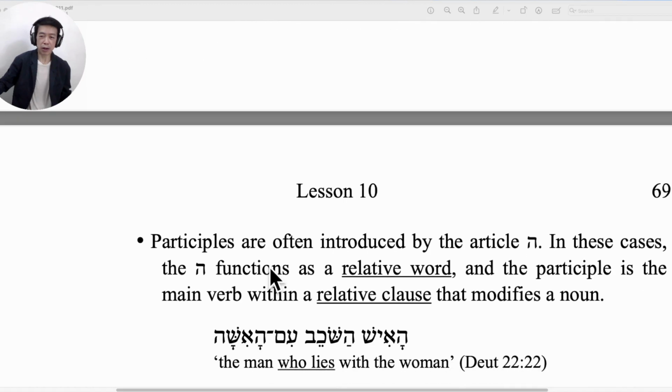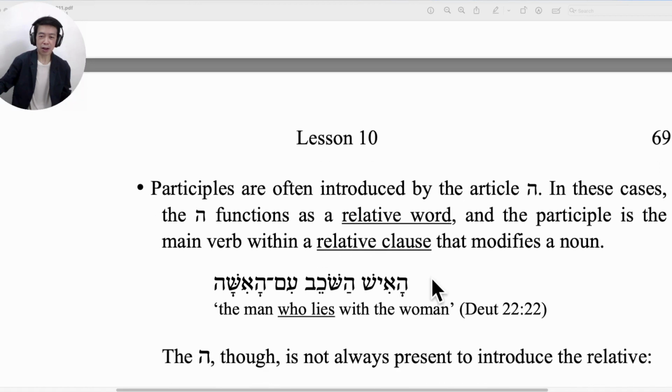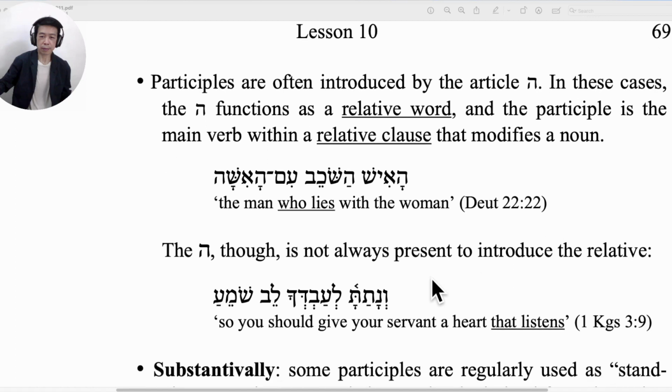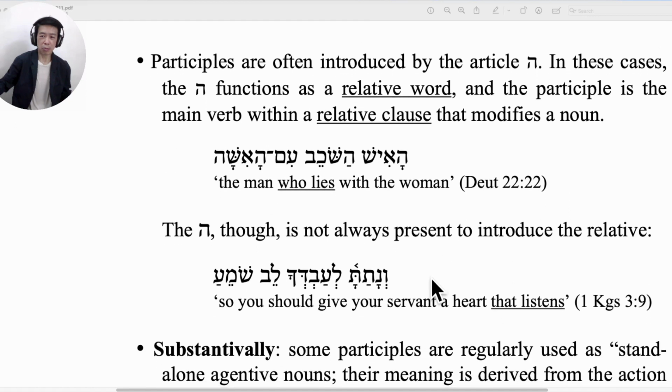Participles are often introduced by the article hey. In these cases, the hey functions as a relative word, and the participle is the main verb within a relative clause that modifies a noun. For instance, in this sentence from Deuteronomy 22:22, the man who lies with the woman. Reading from right to left for the Hebrew sentence. Ha'ish hashokhev im ha'isha. We have to add the word who in front of lies over here.